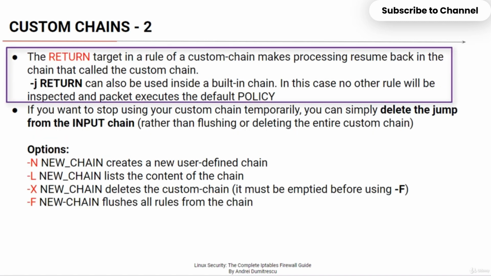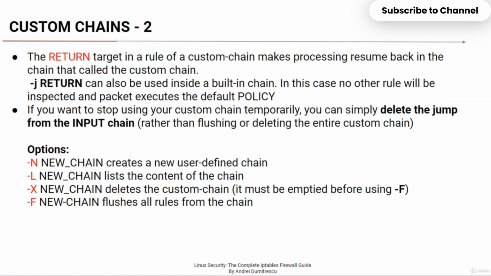Let's talk about the RETURN target. If there is a match in a custom chain and the target of the rule is RETURN, the processing of the packet resumes immediately in the main built-in chain that called the custom chain. The RETURN target can be used also inside the built-in chains like INPUT or OUTPUT, and in that case no other rule will be inspected and the packet executes the default policy of the chain, which is either ACCEPT or DROP. Custom chains introduce many ways of optimizing things.